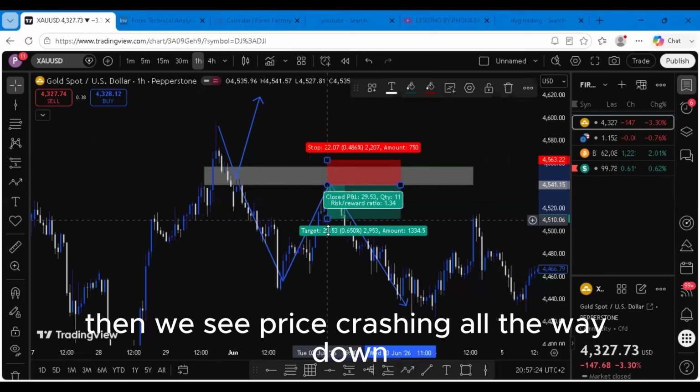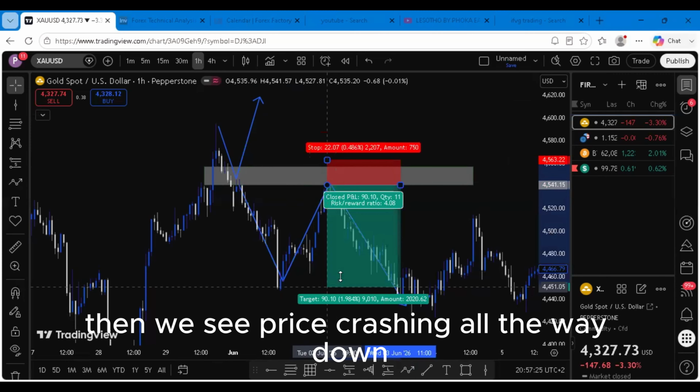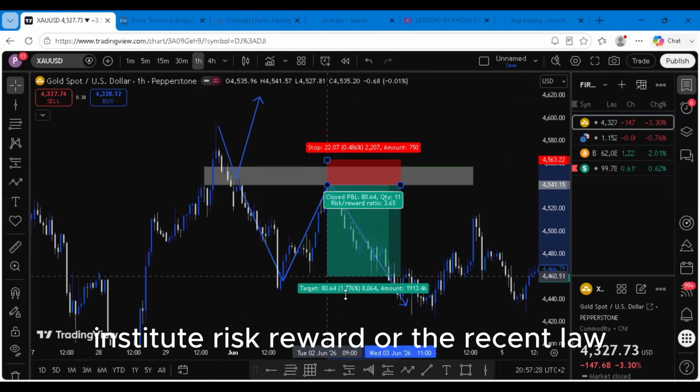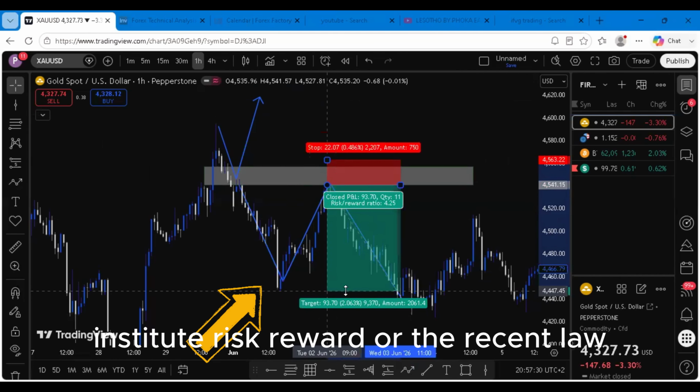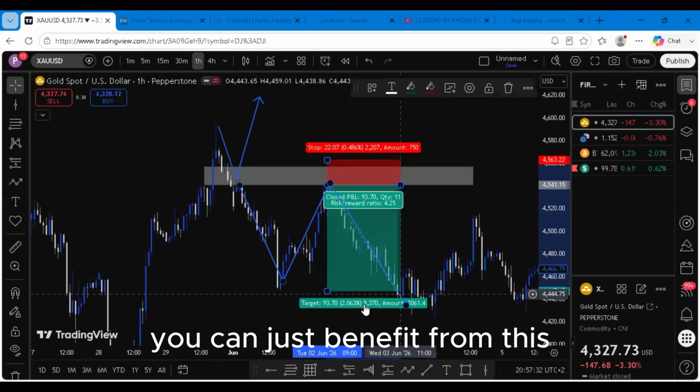Then we see price crashing all the way down. You can target 1:2 risk rewards or the recent low. You can just benefit from that.